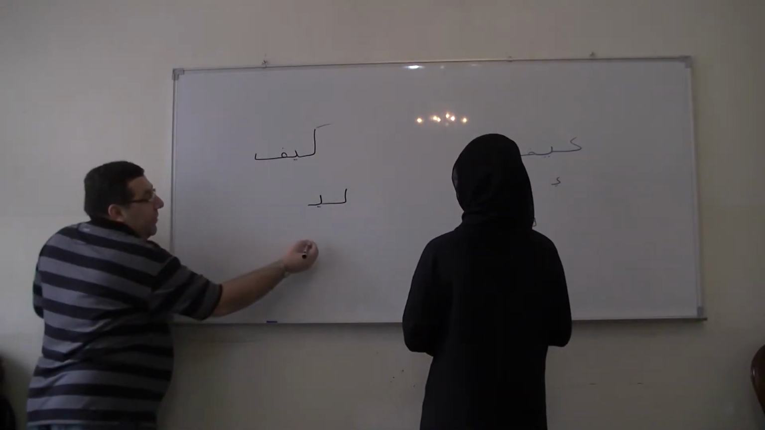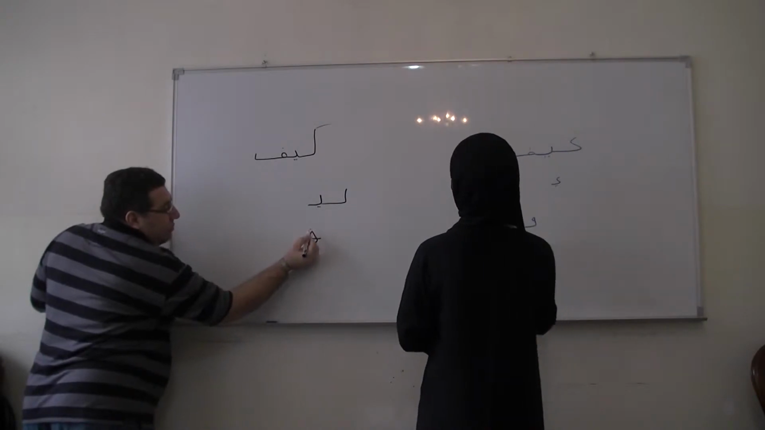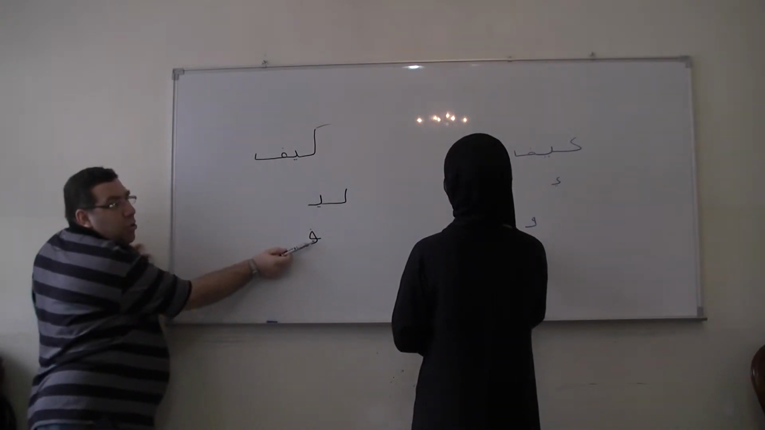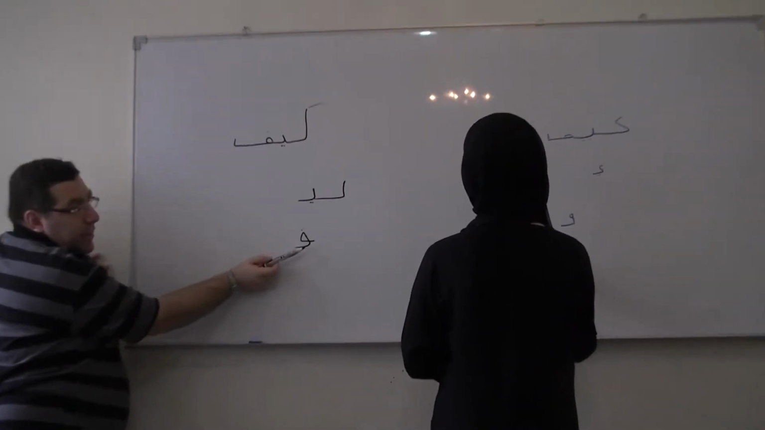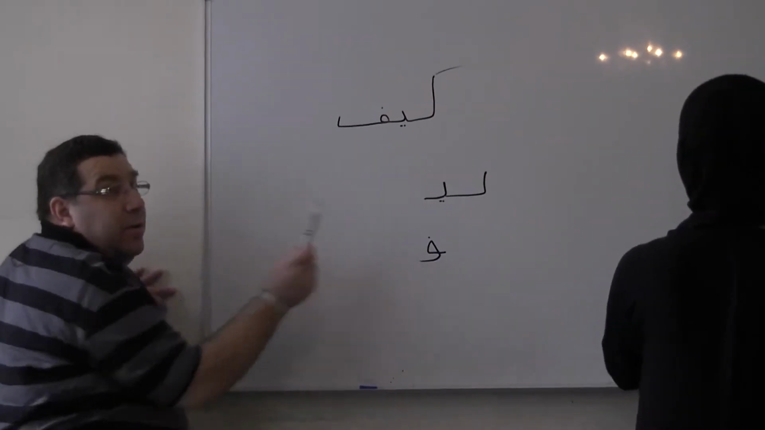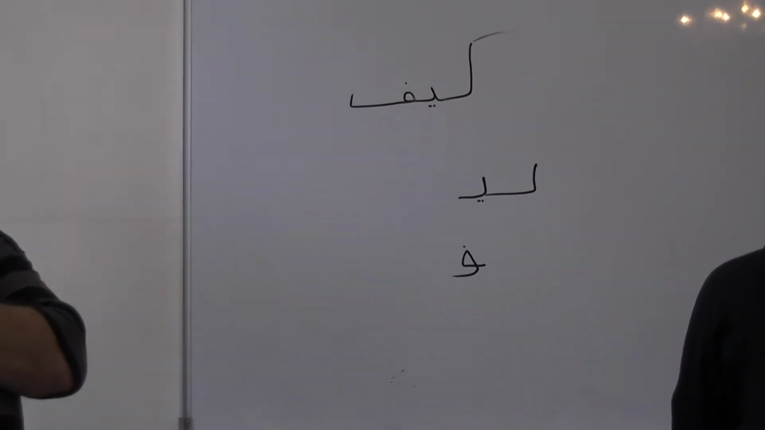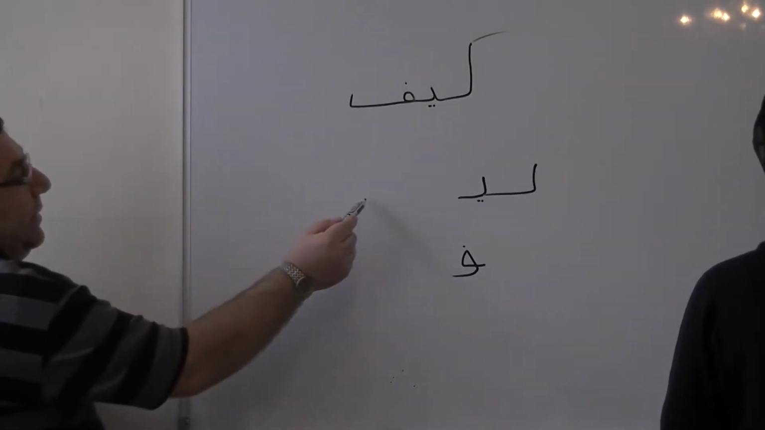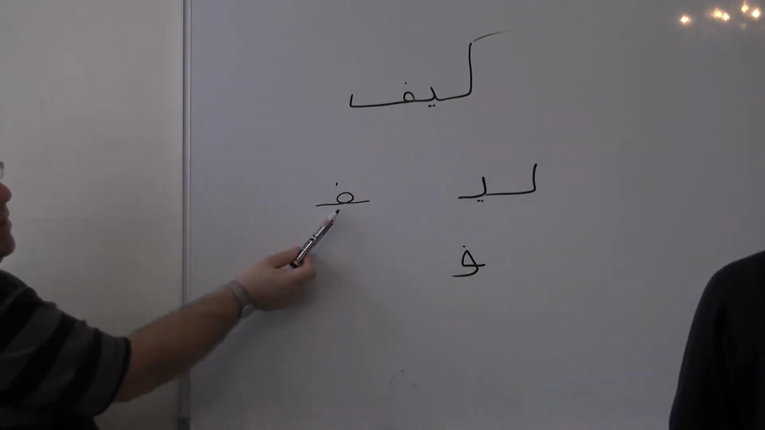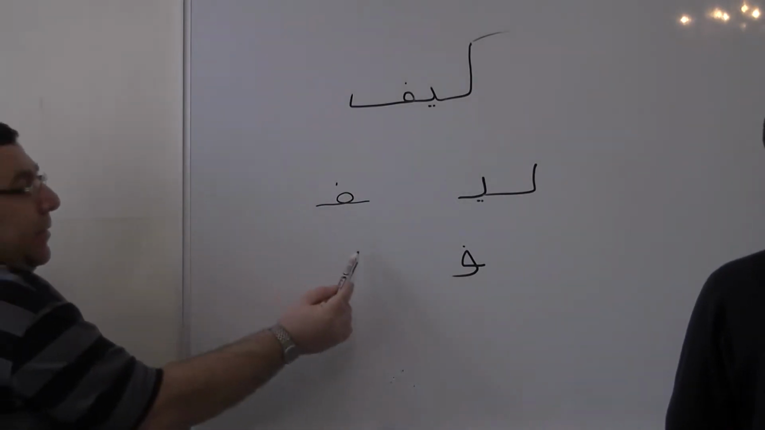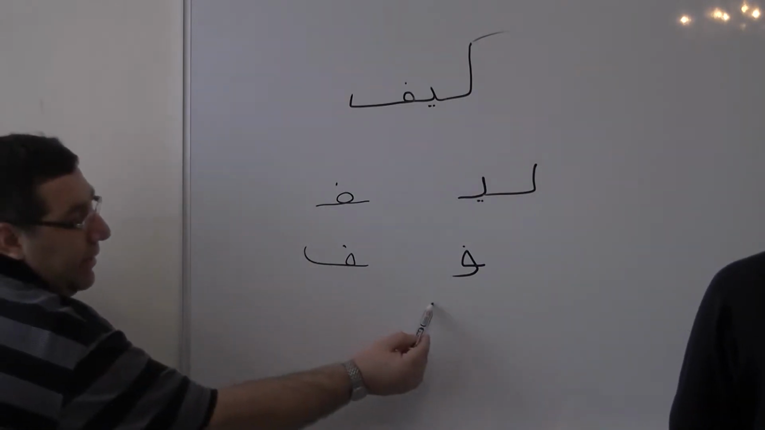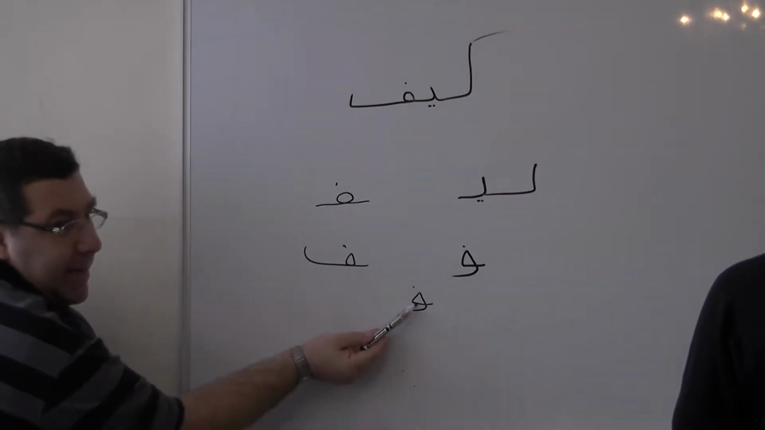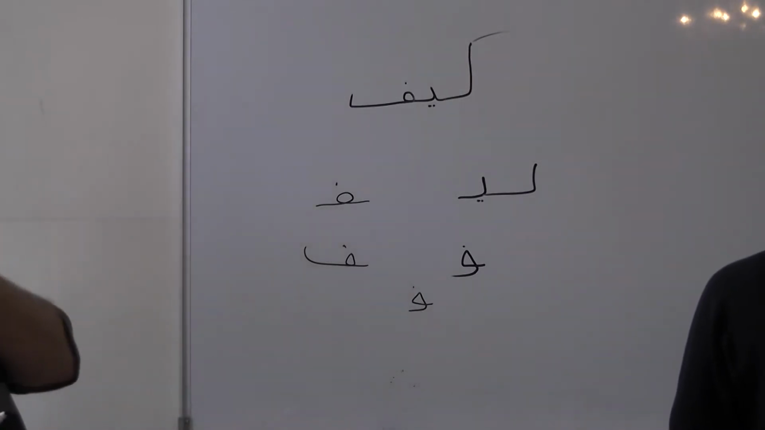Fa, remember when it is at the beginning of the word, it has a small neck. This is only when it is at the beginning of the word. But when it is at the middle, no neck. And when it is at the end, also no neck. Only at the beginning, there is a small neck. Okay, so this is kaifa.